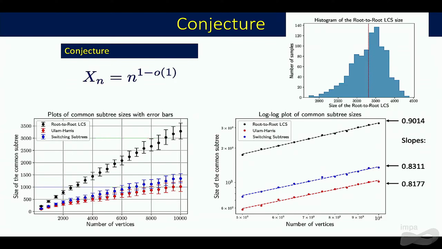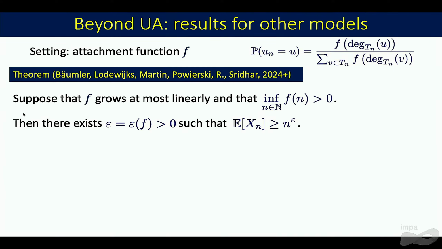Okay, so this is the main conjecture. Let me say that the methods, we'll focus on uniform attachment, but the methods do go beyond that. So for instance, let's consider this more general model. You attach with probability proportional to some function of the degree of the existing node. Under mild assumptions, so if this function grows at most linearly and is bounded away from 0, then this recursive argument, which I'll tell you later, is simple and works broadly, and it gives you a polynomial lower bound for the size of the largest common subtree.